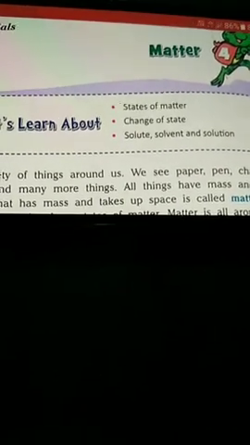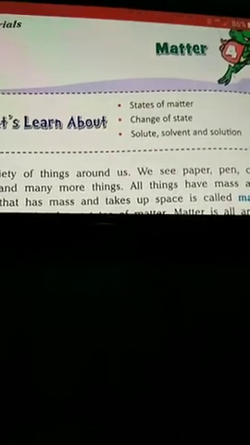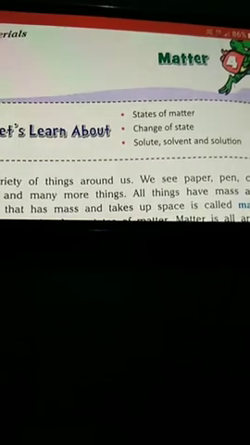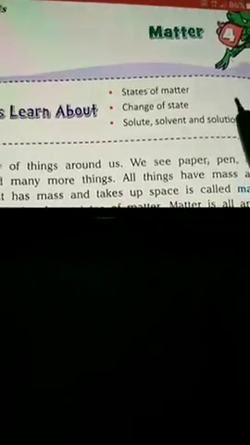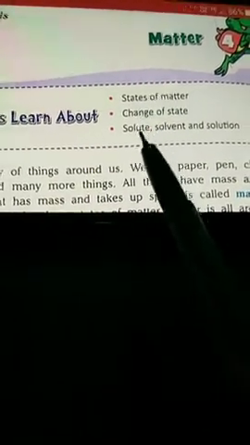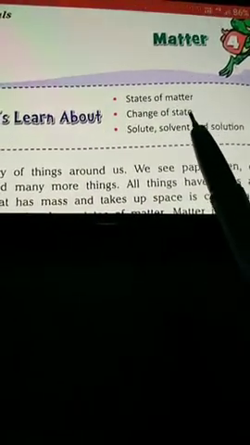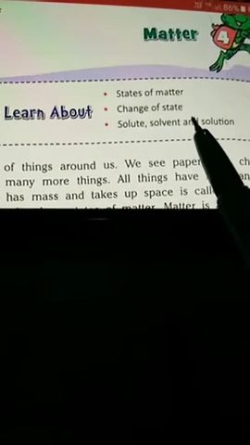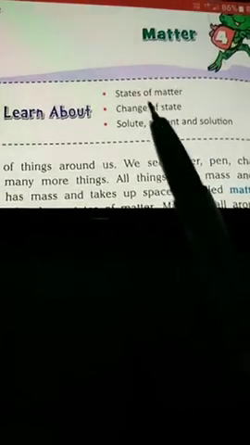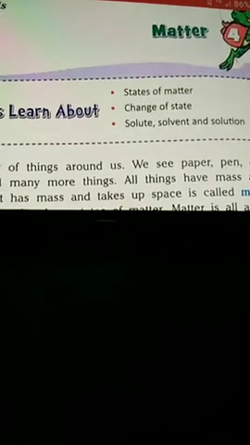This is chapter number 4 of your science book. In this chapter, that is matter, we will be learning about the various states of matter, various properties of matter, change of state of matter into various states by heating or cooling, and what is solute, solvent and solution.